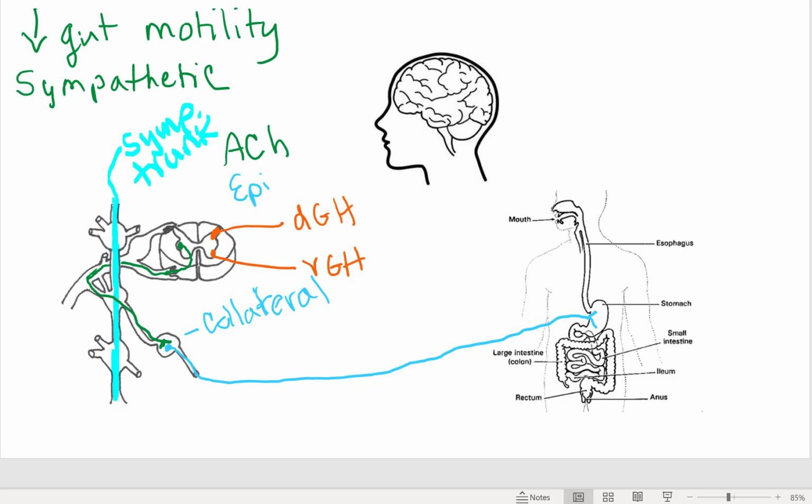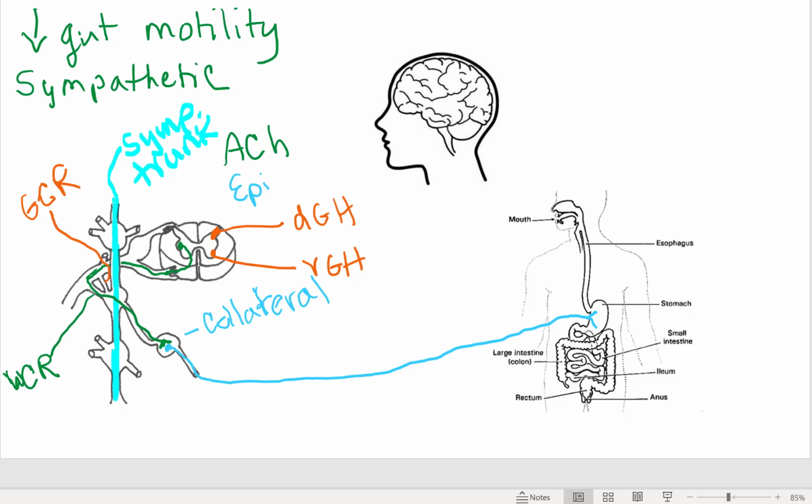And the structure that the green preganglionic fiber is coming through is a white communicating ramus. The other one, which would be an exit potentially, depending on what kind of reflex arc or pathway we were drawing, is a gray communicating ramus. So the white communicating ramus is the entrance into the sympathetic trunk, and the gray communicating ramus is the exit out of the sympathetic trunk.